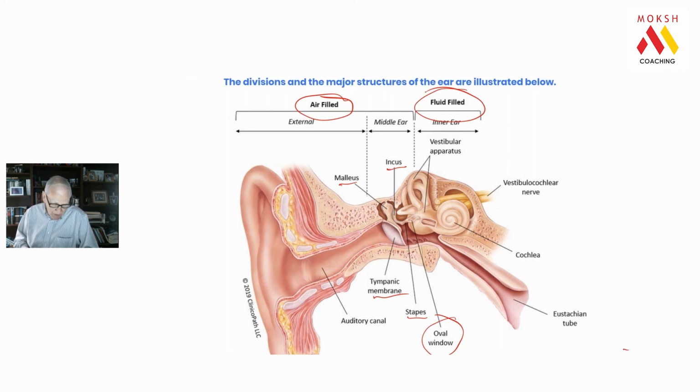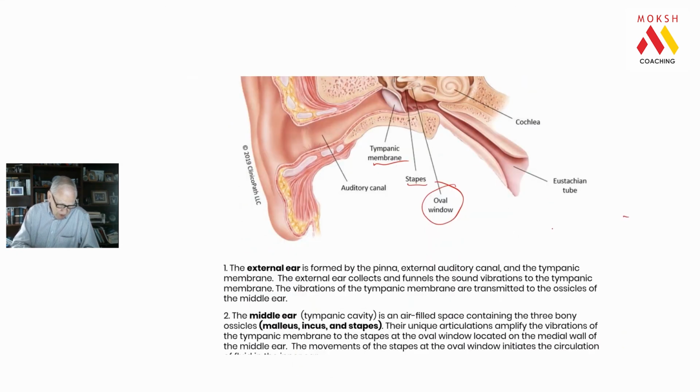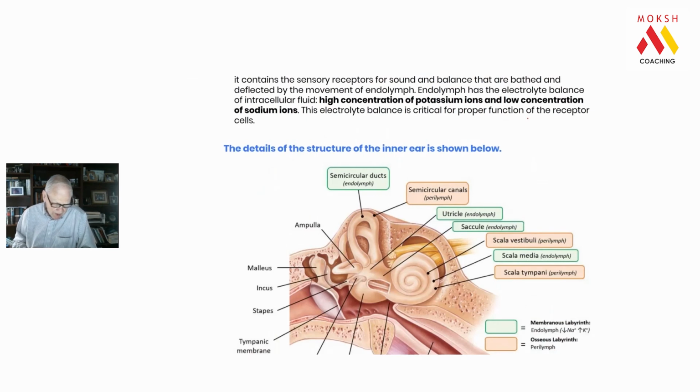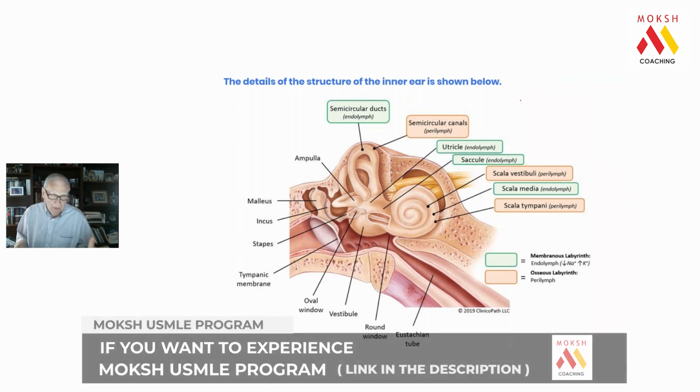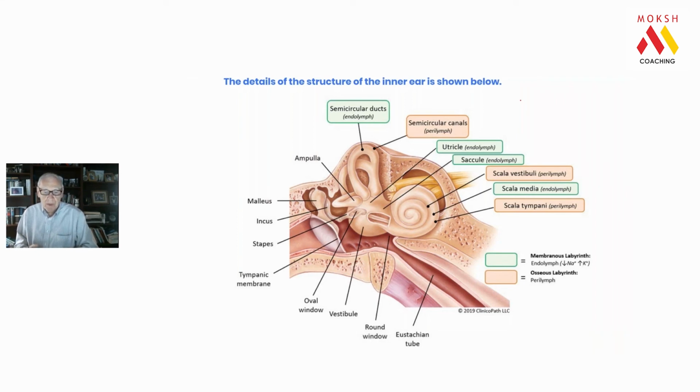Now, when you go to the inner ear, let's give it a little special attention. You have your notes there. Now, notice when you go into the inner ear, we want to change the environment. We're going from air filled to fluid filled. So you remember the inner ear is formed by two labyrinths, two compartments. Notice one is called the membranous labyrinth and one is called the osseous labyrinth. And each of these two labyrinths, these compartments, are fluid filled.